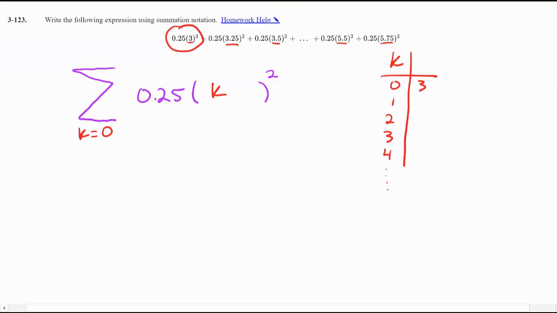So I know that this is 3. Then I can create this table: 3.25, that's when I plug in 1, then 3.5 when I plug in 2, and so on until I get 5.5, and my last one is 5.75. I'll call this x of k. The reason the table helps is because when I'm looking at my values, I see that it is a linear function. It's going up by the same amount each time, it's going up by 0.25. That is my slope, meaning it's a linear function.